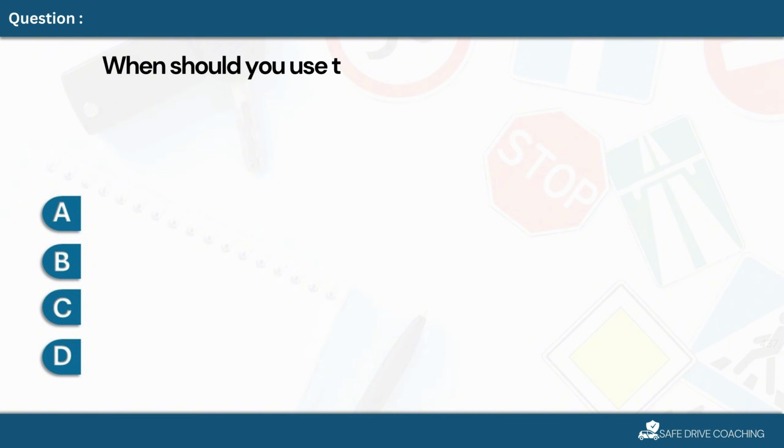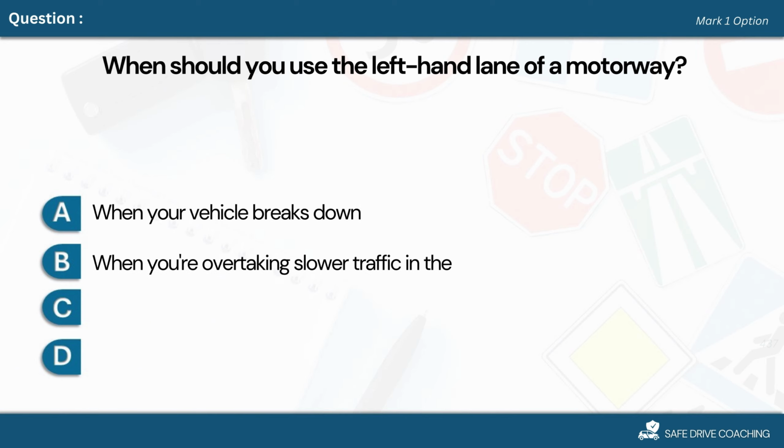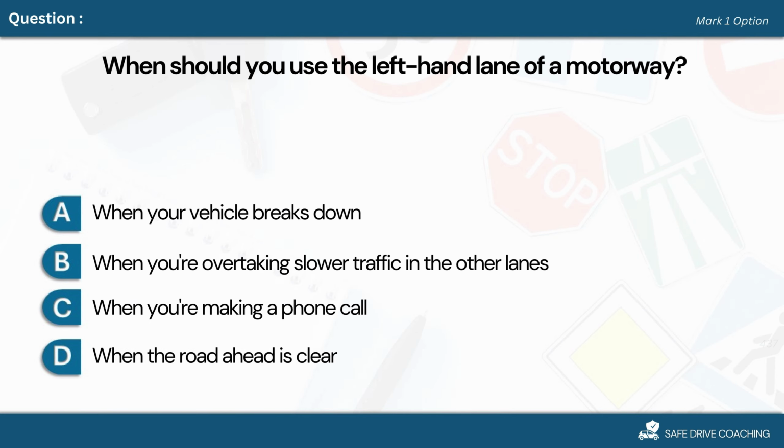When should you use the left-hand lane of a motorway? A. When your vehicle breaks down. B. When you're overtaking slower traffic in the other lanes. C. When you're making a phone call. D. When the road ahead is clear.